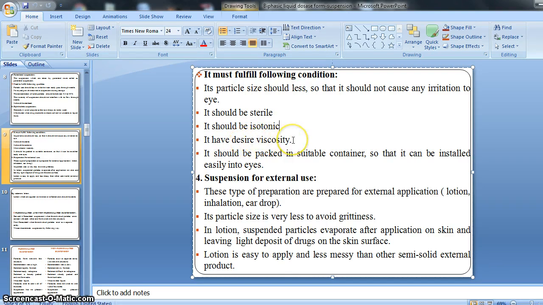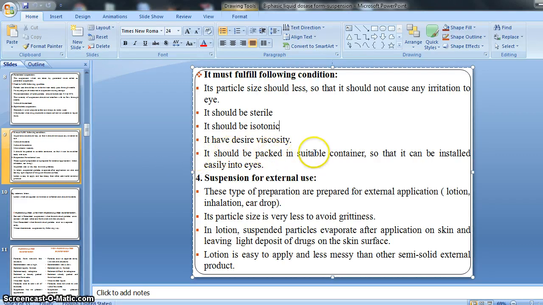Then it should have a desired viscosity, that our preparation must have a good viscosity, means our suspension should have a viscosity like our tear, right? Viscosity is very necessary for the preparation, because after instillation it should remain in our eyes for a specific period of time. Otherwise, if the viscosity of our preparation is very low, then after instillation the preparation will be removed from our eyes during small blinking, right? That's why, to prevent the loss of our preparation from the eyes after instillation, our preparation should have a desired viscosity.